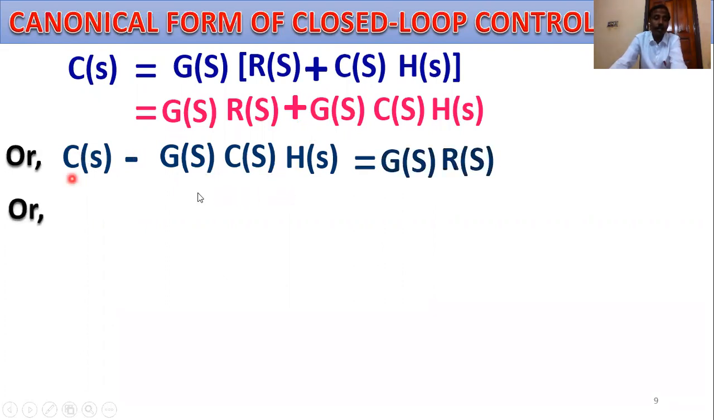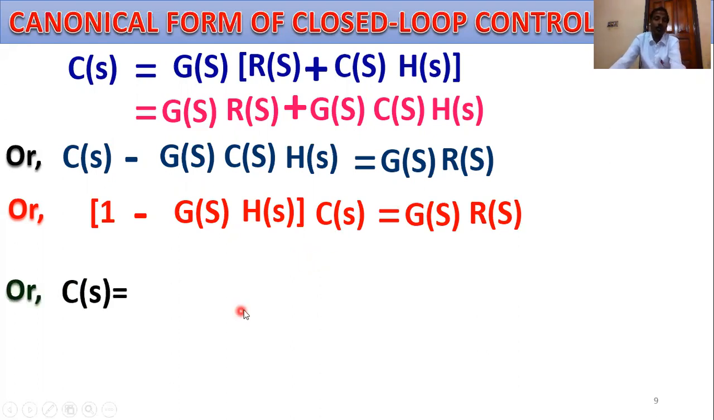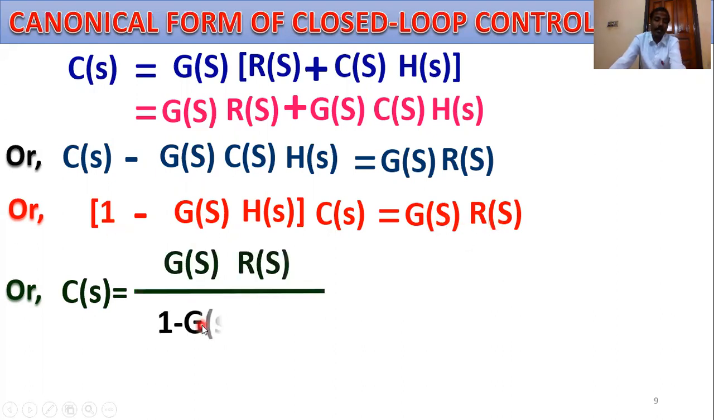Just take common C(s) from the first equation. This is C(s), and this is also C(s). So taking C(s) common, we get 1 minus G(s) into H(s), times C(s), equals G(s) into R(s). Then C(s) equals what? The controlled output C(s) equals G(s) into R(s) divided by 1 minus G(s) into H(s). This is the controlled output response for positive feedback closed loop control systems, and this is the characteristic equation: 1 minus G(s) into H(s).